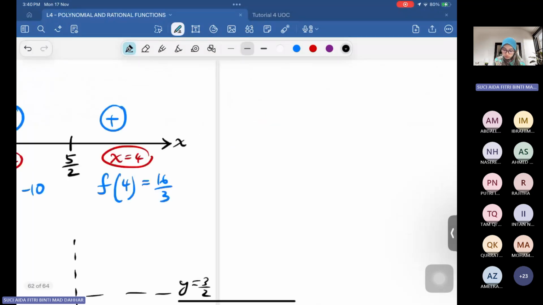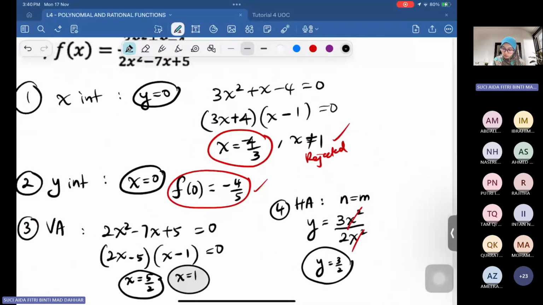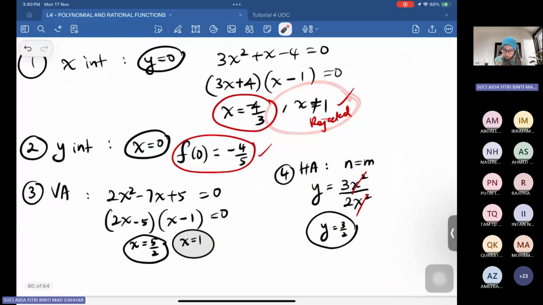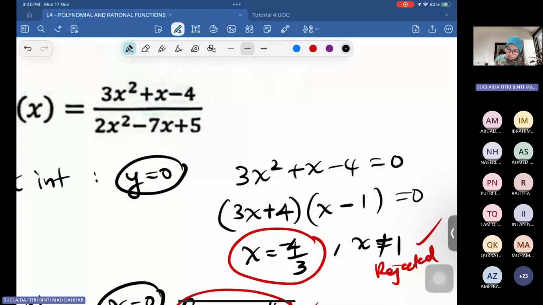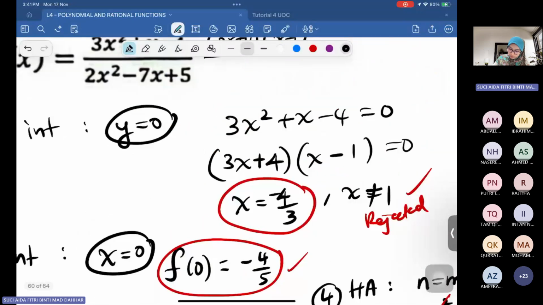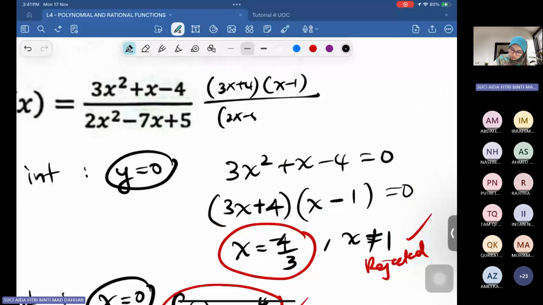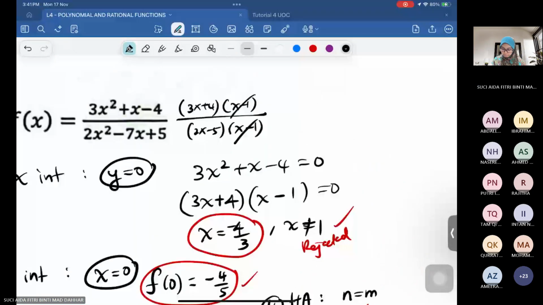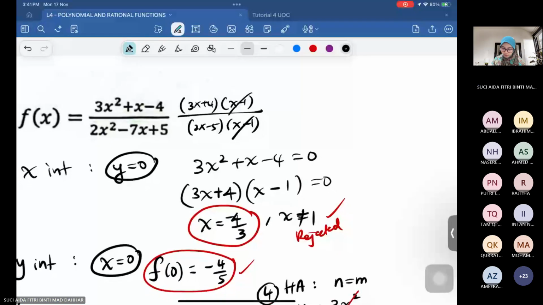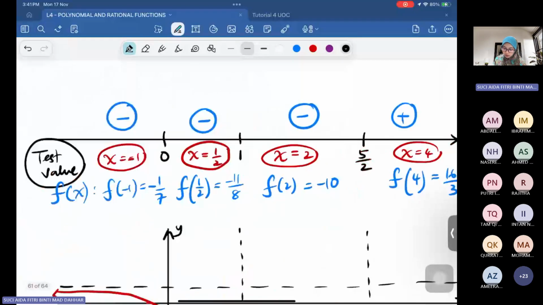If you notice from the previous questions just now, that's why I've got x equals to 1 here and x equals to 1 in the bottom as well. I am supposed to factor out, cancel them out first. 3x plus 4 and x minus 1, right? Divided by, in the bottom, I have 2x minus 5 divided by x minus 1. So there's no more actually. Okay, so let's do it correctly.